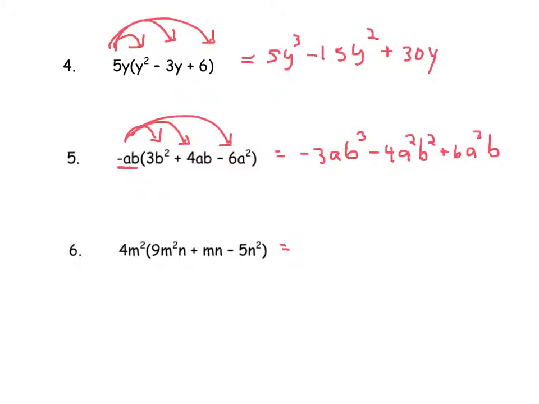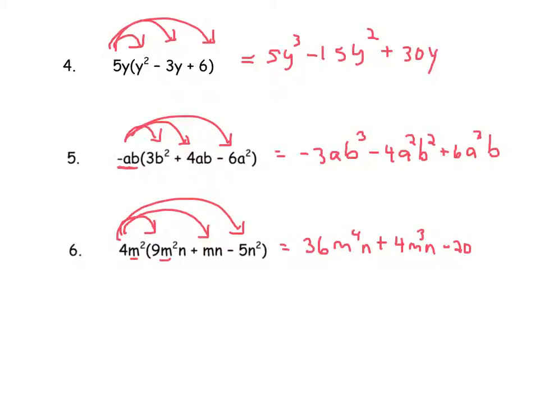Again, you can pause this at any time and just work ahead so you don't have to listen to me. You can listen to music, which is nice. 4 times 9 is 36. Then m squared times m squared is m to the fourth. And then you have an n. So be careful not to leave any of your variables off or it'll be wrong. 4 times 1 is 4. M squared times m is m cubed. And then you have an n left. And then the last one, you have a positive times a negative, -20 m squared, and then n squared. So just be careful with your variables and your negative signs.